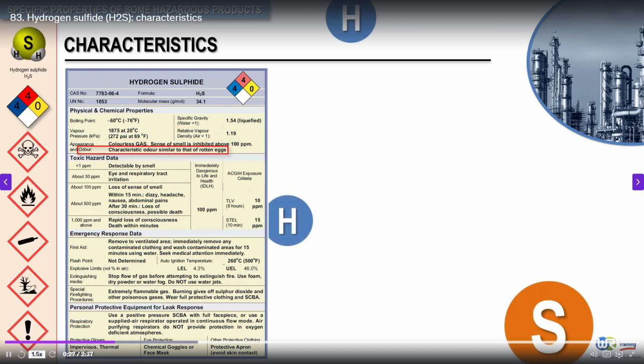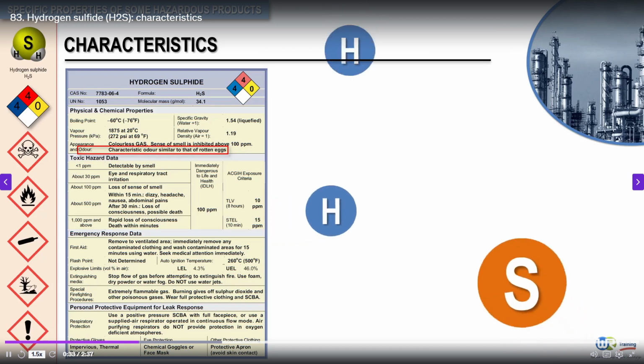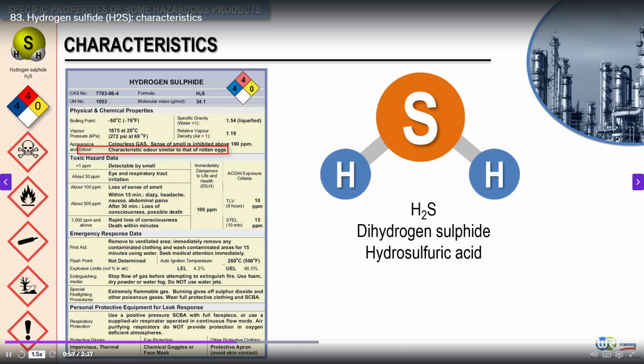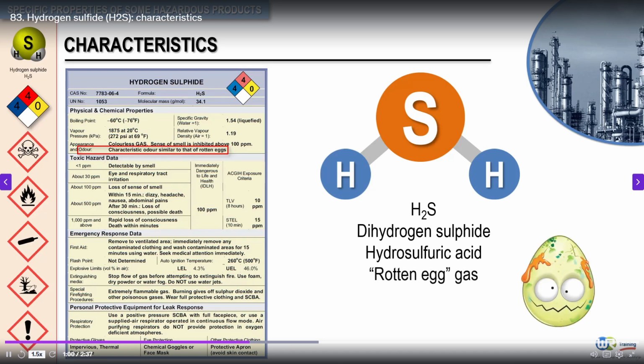Hydrogen sulfide is formed when 2 hydrogen atoms bond to an atom of sulfur, as depicted here. The chemical expression for this is H2S. H2S is another name for hydrogen sulfide. Besides H2S, hydrogen sulfide is also known as dihydrogen sulfide, hydrosulfuric acid, as well as nicknames such as rotten egg gas, swamp gas, devil's breath, and stink damp, just to name a few.